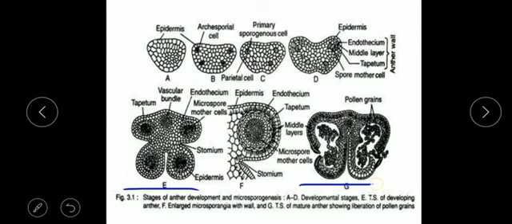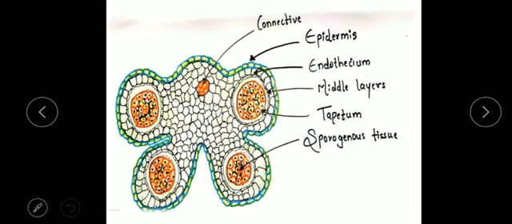And this is a diagram of dehiscence of the anther. It means when there is a rupture of the layers of the anther, the pollen grains get liberated out of the anther, so that is called dehiscence of the anther. Okay, so coming to the next part, the main part of today's topic, the structure of the anther.